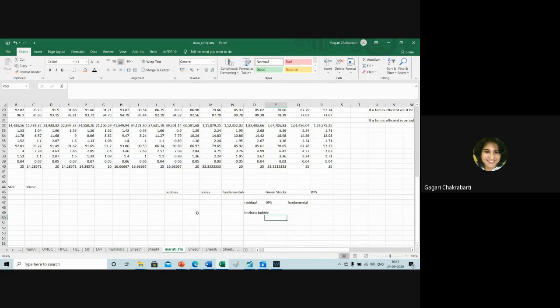So using these financial ratios, this type of analysis of intrinsic bubble may be done. In the literature, the prices are made dependent on the DPS, and the intrinsic bubble is in terms of the residual and DPS. But you can always think about different fundamentals and then whether the prices are determined by the fundamentals or not. So that is one of the most important applications.